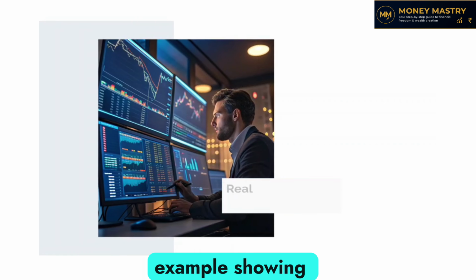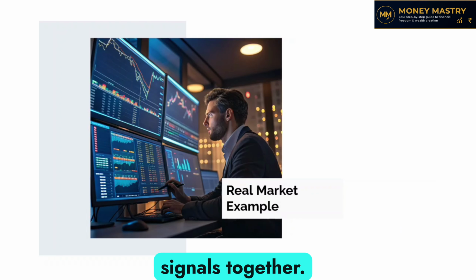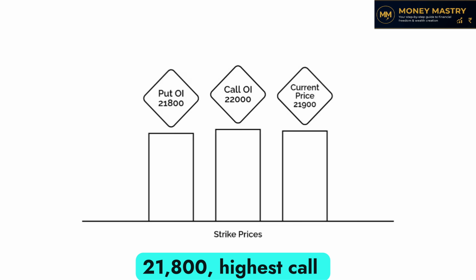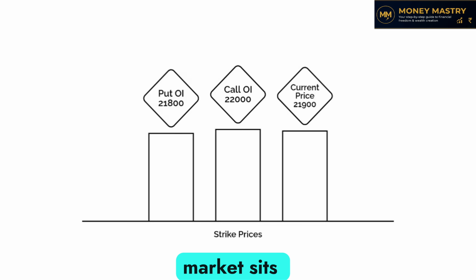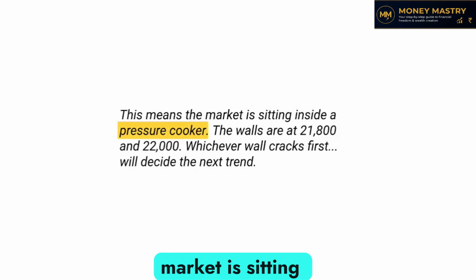Here's a real market example showing how to read multiple signals together. With highest put open interest at 21,800, highest call open interest at 22,000, and current price at 21,900, the market sits compressed between two walls. This means the market is sitting inside a pressure cooker. Whichever wall cracks first will decide the next trend.